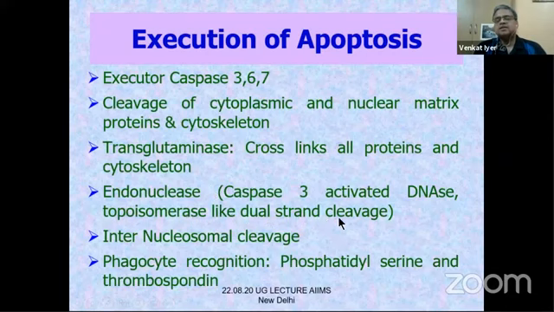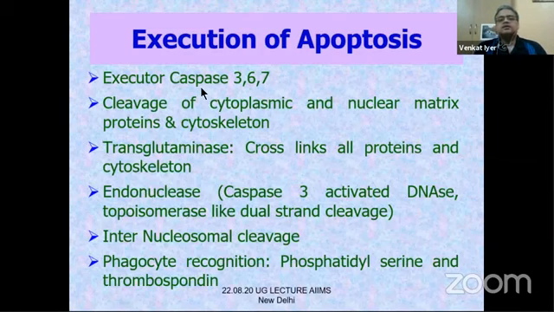But unlike many other topoisomerases, they cause an internucleosomal cleavage. Every nucleosome has DNA wound around it, and around 180 base pairs are wound around each nucleosome. And by cleaving in between the nucleosomes, you get a ladder pattern on electrophoresis. That means all the DNA fragments are multiples of 180.